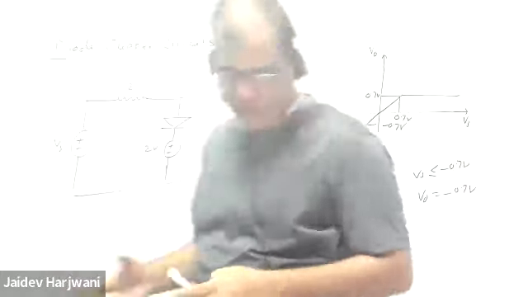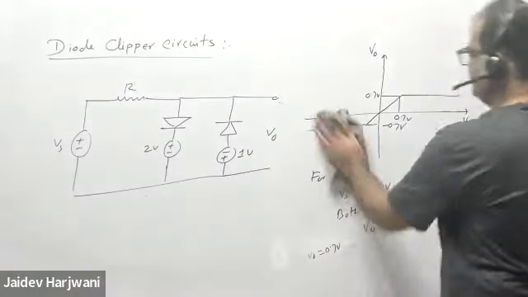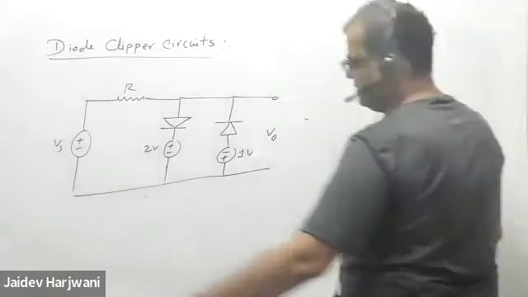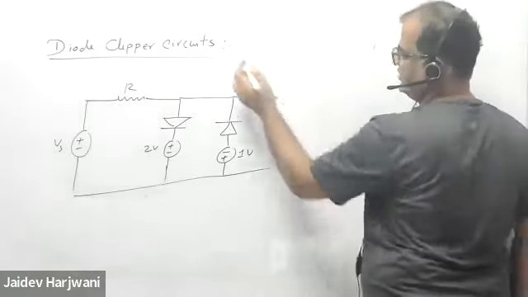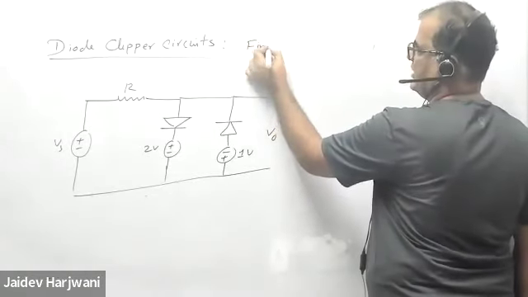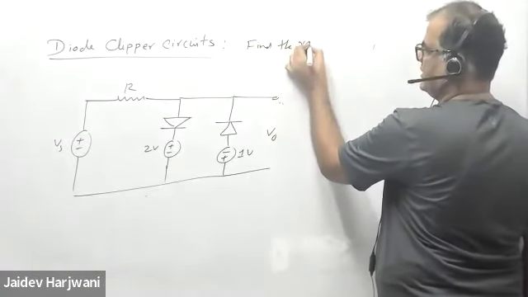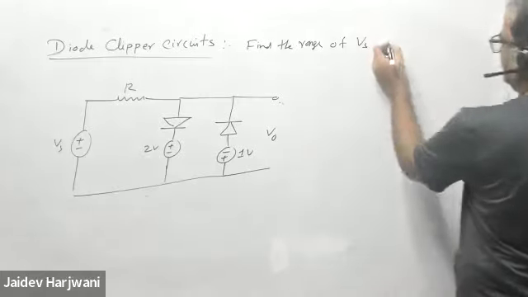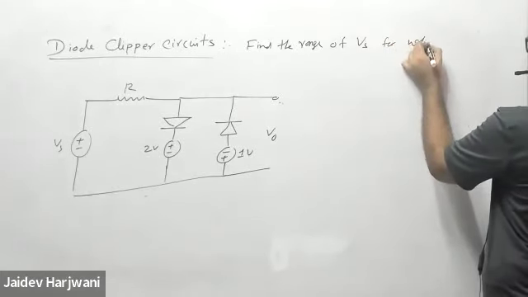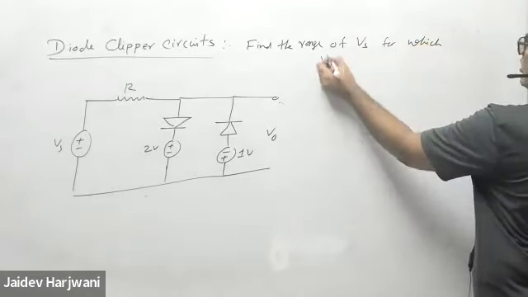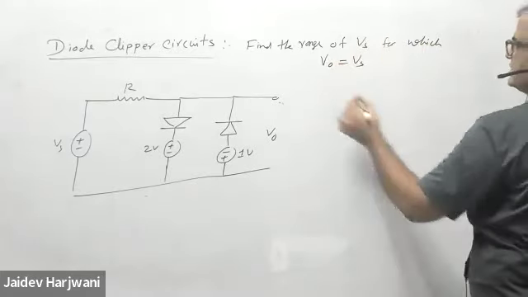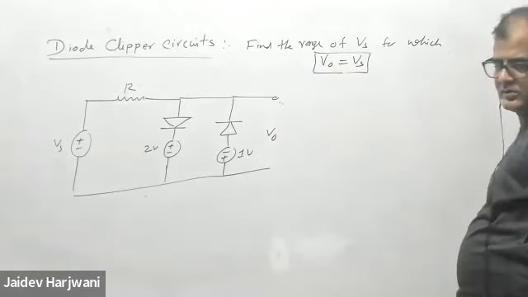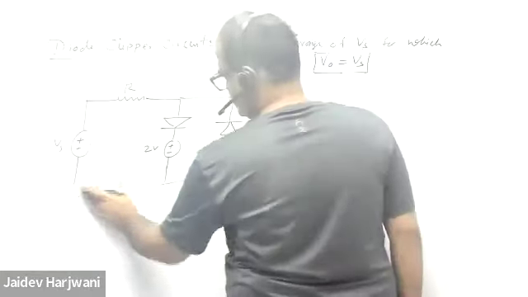Okay, so you have to find the range for which V naught equals Vs. This question was asked in the GATE exam. Find the range of Vs for which V naught is equal to Vs. Find the range.